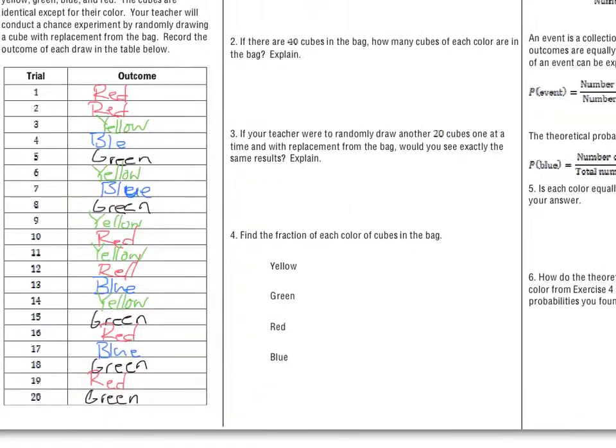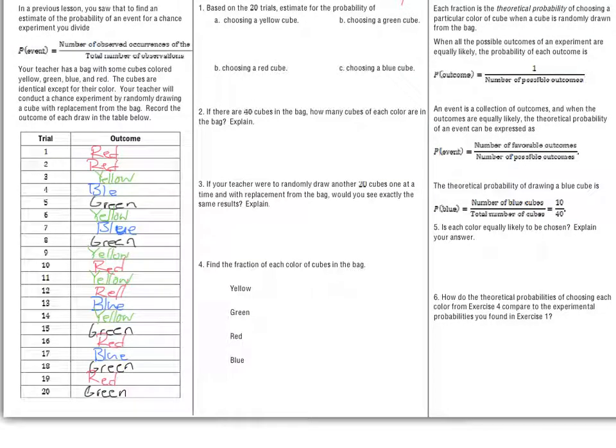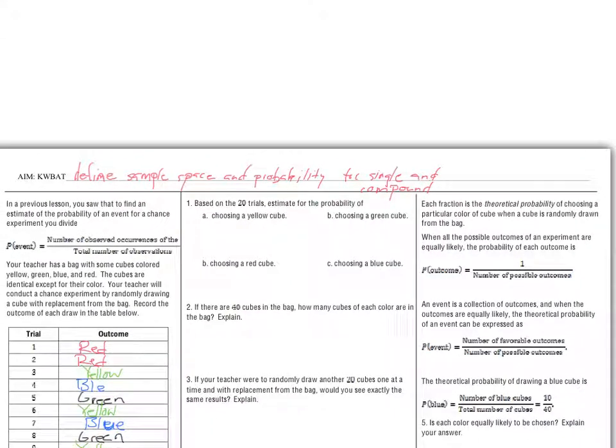And we're going to answer some questions over here. So based on the 20 trials here, so I pulled out 20 times, and those are what we got. What is the probability of choosing a yellow cube? So as I go through and look at this, I can see that I chose a yellow cube 1, 2, 3, 4, 5 times. So my yellow probability is 5 out of my total observations of 20, and that's going to be 25%.